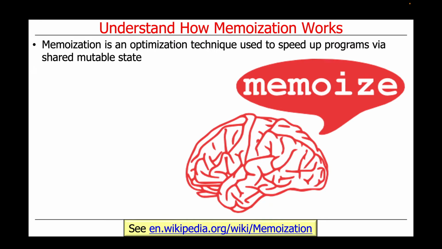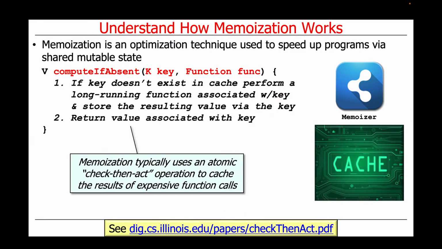We'll start by giving an overview of how memoization works. Memoization is an optimization technique that can be used to speed up programs through the use of shared mutable state. Memoization typically uses an atomic check-then-act operation to cache the results of expensive function calls. The pseudocode on this slide shows the signature and semantics of a typical method that implements memoization.